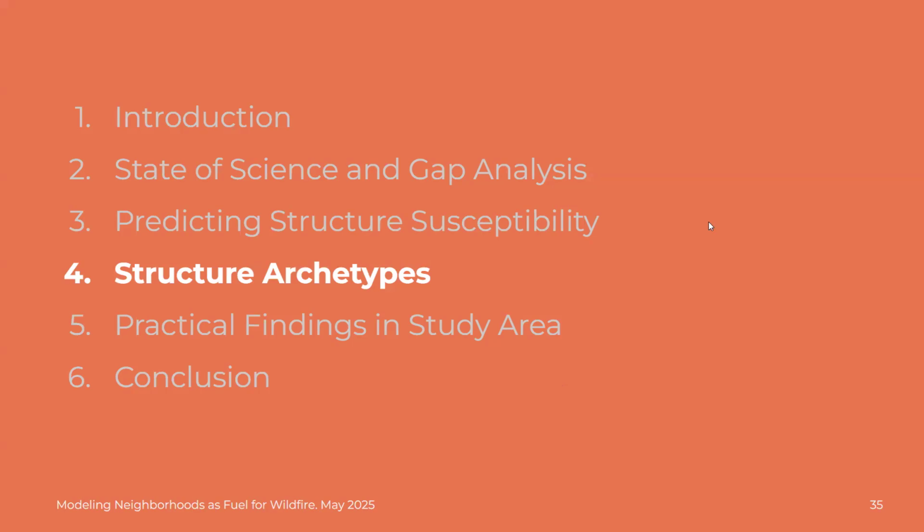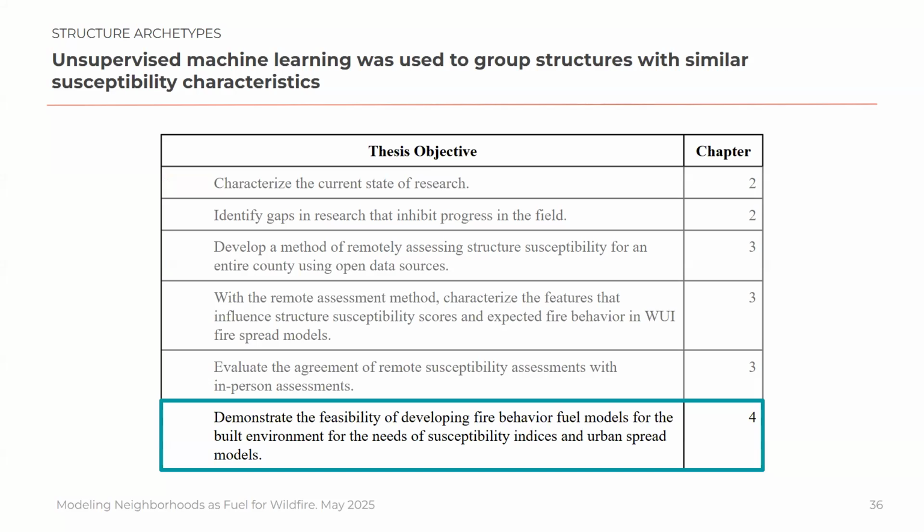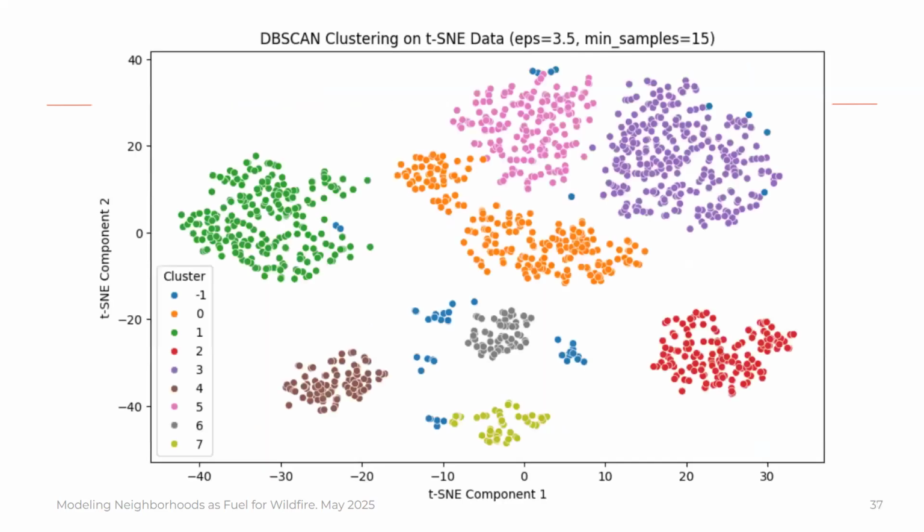So if we think about not trying to predict this field assessment, what else can we do with the remote features that we assess? The next step was to create structure archetypes. And the objective of this was to cluster homes by their features using unsupervised learning, to try to group them into different clusters that we can maybe say they have similar characteristics that make them more or less likely to be destroyed by wildfire.